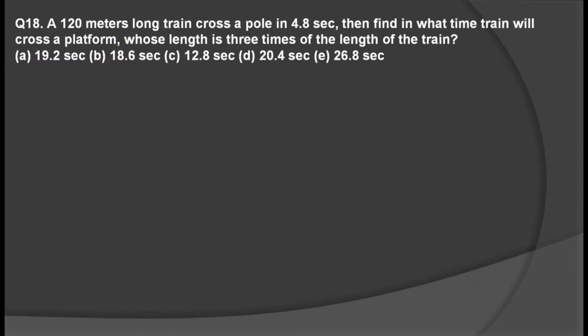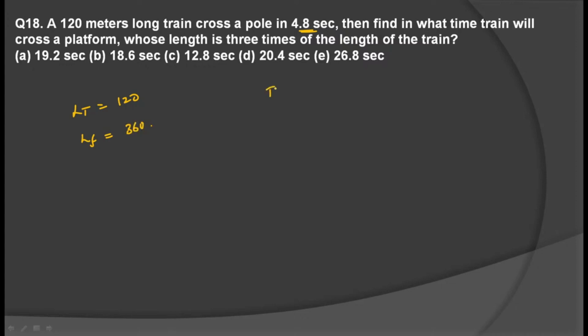Guys, a train 120 meters long crosses a pole in 4.8 seconds. Then find what time the train will take to cross the platform whose length is 3 times the length of the train. Now see guys, length of the train is equal to 120 meters. Length of the platform is 3 times, so 3 times means 360.